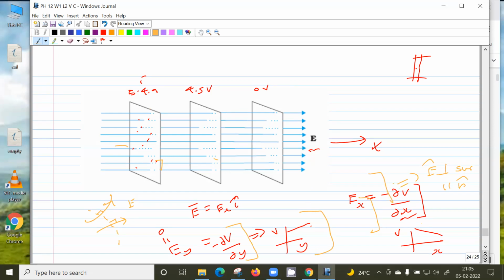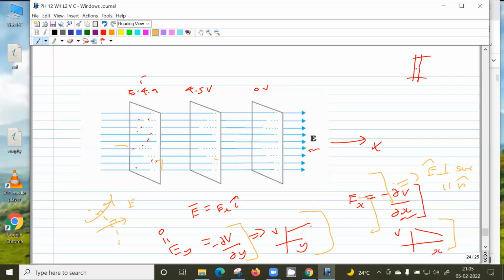But with respect to the x-axis, the potential varies, sir. Yes, this one. Because only the x gradient is there, it will give an electric field in the x direction. There is no y gradient, so the electric field in the y direction is 0. And that is the starting point, right?